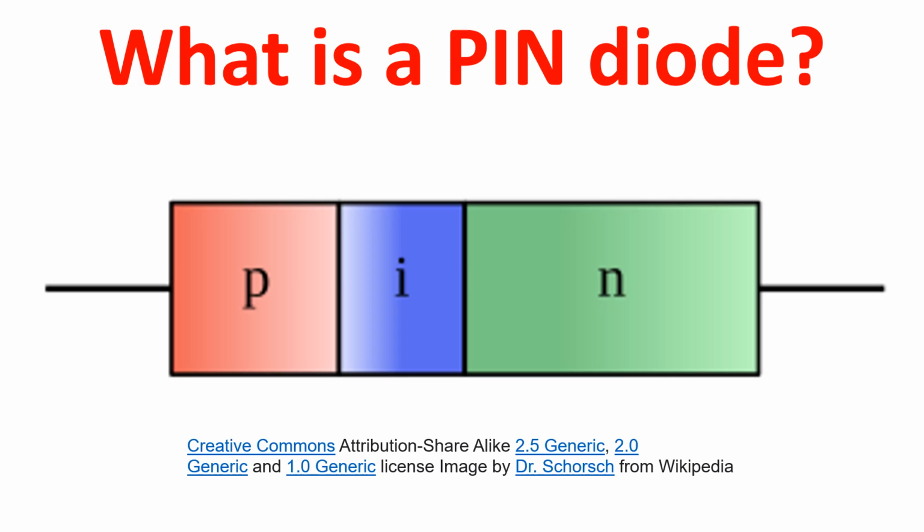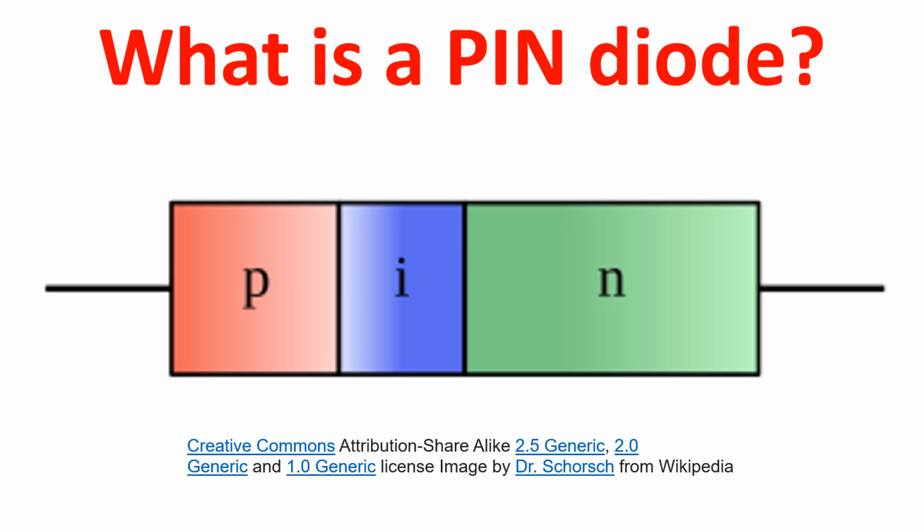The intrinsic region makes a pin diode inferior as a rectifier compared to PN diodes. But pin diodes are suitable for attenuators, fast switches, photodetectors, and high voltage power electronics applications.